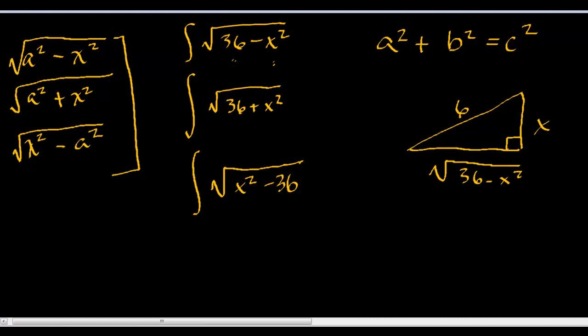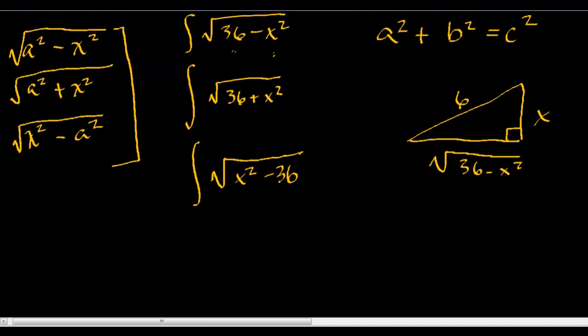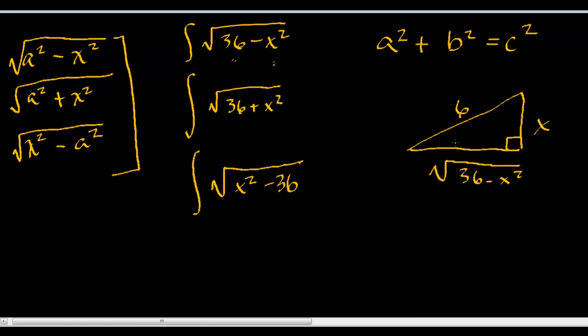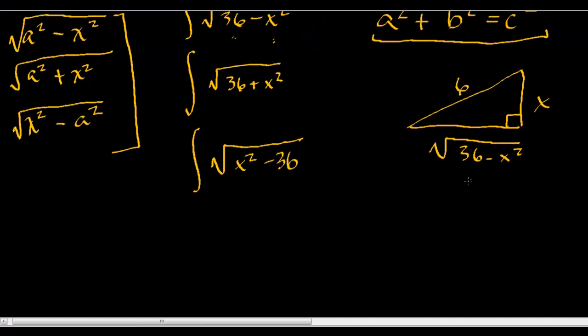If we came over to this other one, 36 plus x squared. Well, how do I get a plus in this equation? The only way to do it is to leave the equation just as it is, right? a squared plus b squared. So what are these two numbers now? Well, now they're the sides of the triangle, right? So we get a triangle like this. Six, x, and the square root of those two things squared.